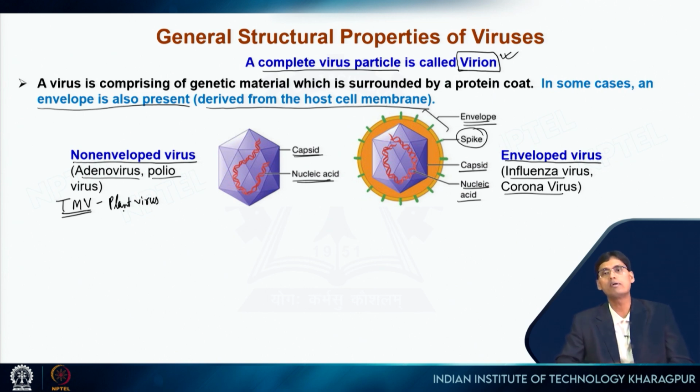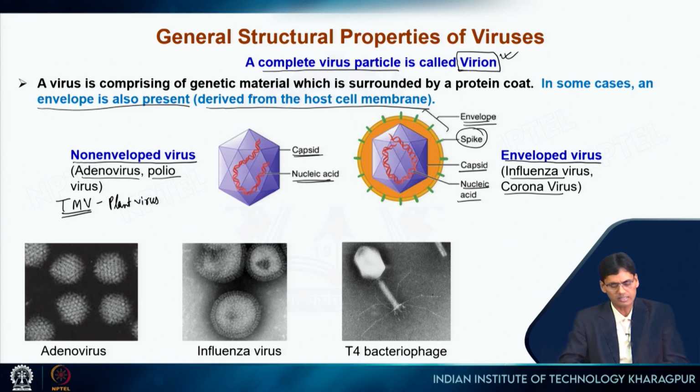and it is surrounded by protein, which is the capsid. The same protein, just one protein, is present in many copies, and it forms a helical structure, covering the nucleic acid at the center. Some other viruses might have multiple proteins forming this capsid.